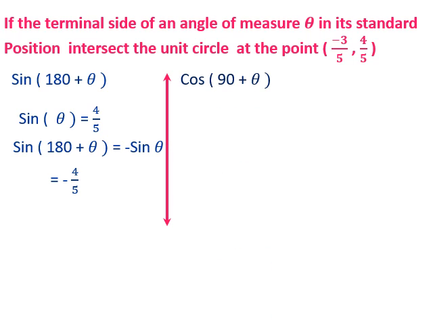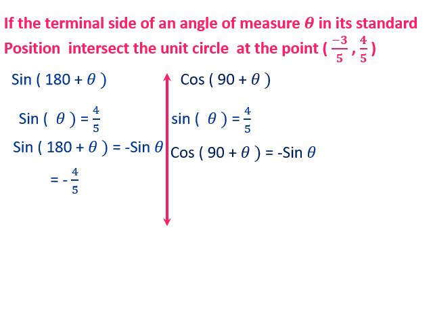Cosine of 90 plus theta. 90 plus theta means the second quadrant. That means you are in the second quadrant, and the sign of cosine will be negative. Cosine will be negative, right? And with 90 degrees, we convert cosine into sine. So cosine of 90 plus theta will be negative sine theta.